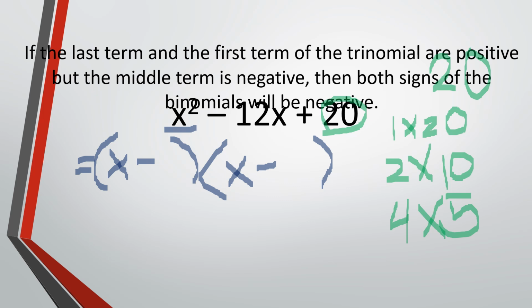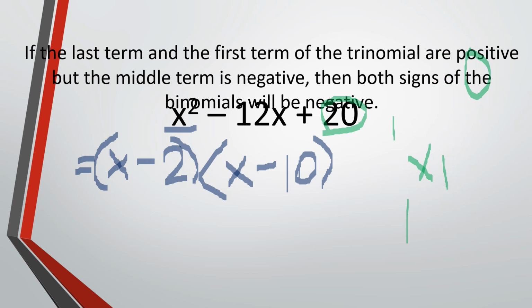Alright, if you have 1 and 20, its sum is 21. If you have 2 and 10, its sum is 12. Therefore, we have here 2 and 10. And that is our answer. And for us to really know if our answer is correct, let's do the checking.